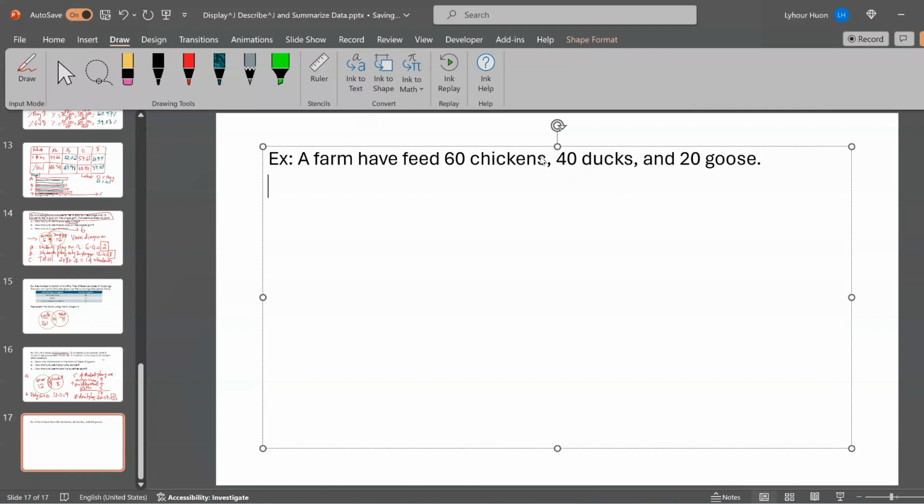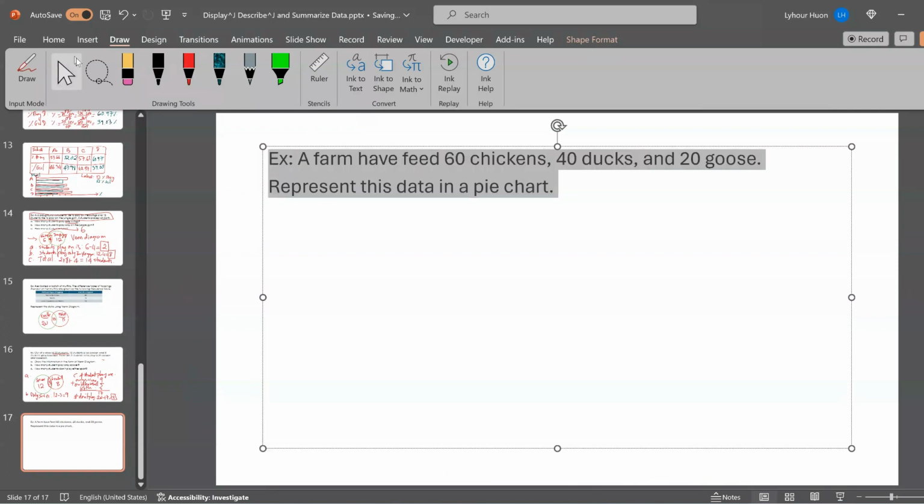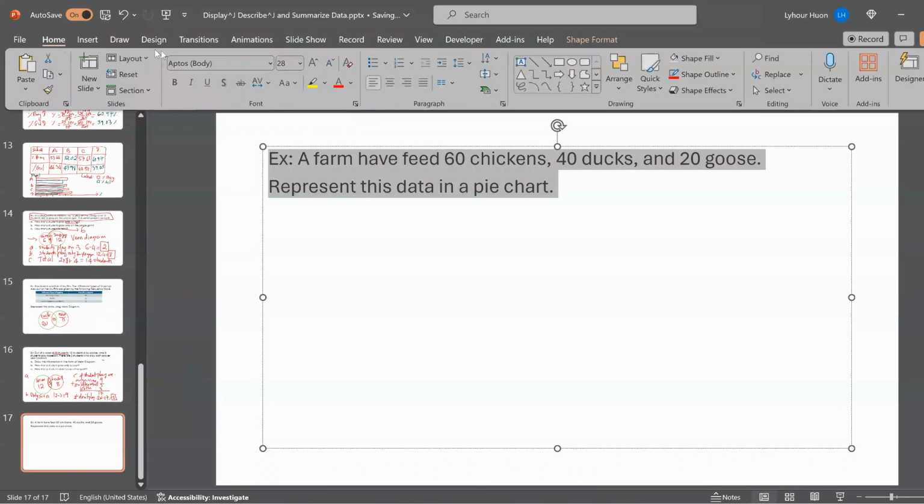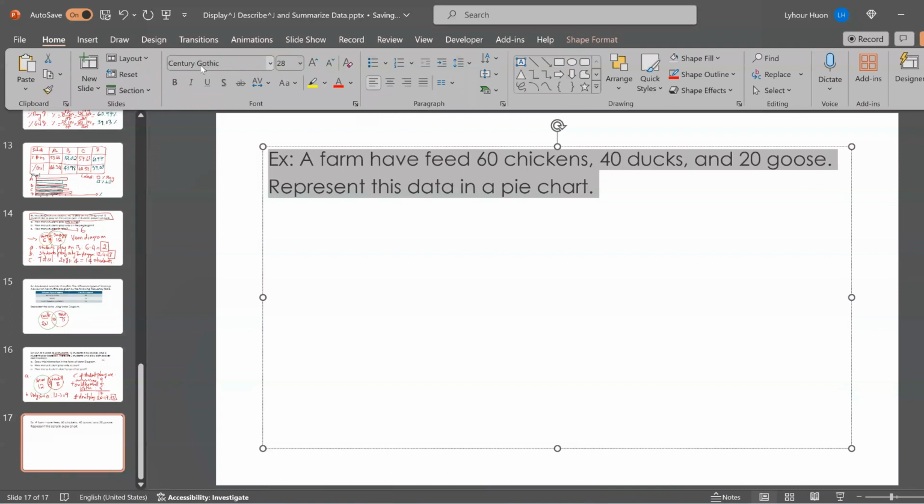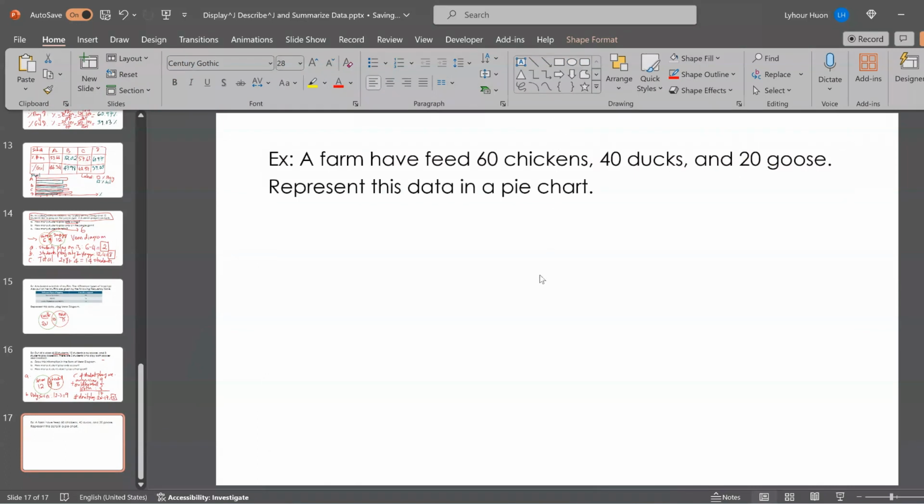So to be able to represent this data in a pie chart in brief. You already know what a pie chart is, so represent this data in the pie chart.